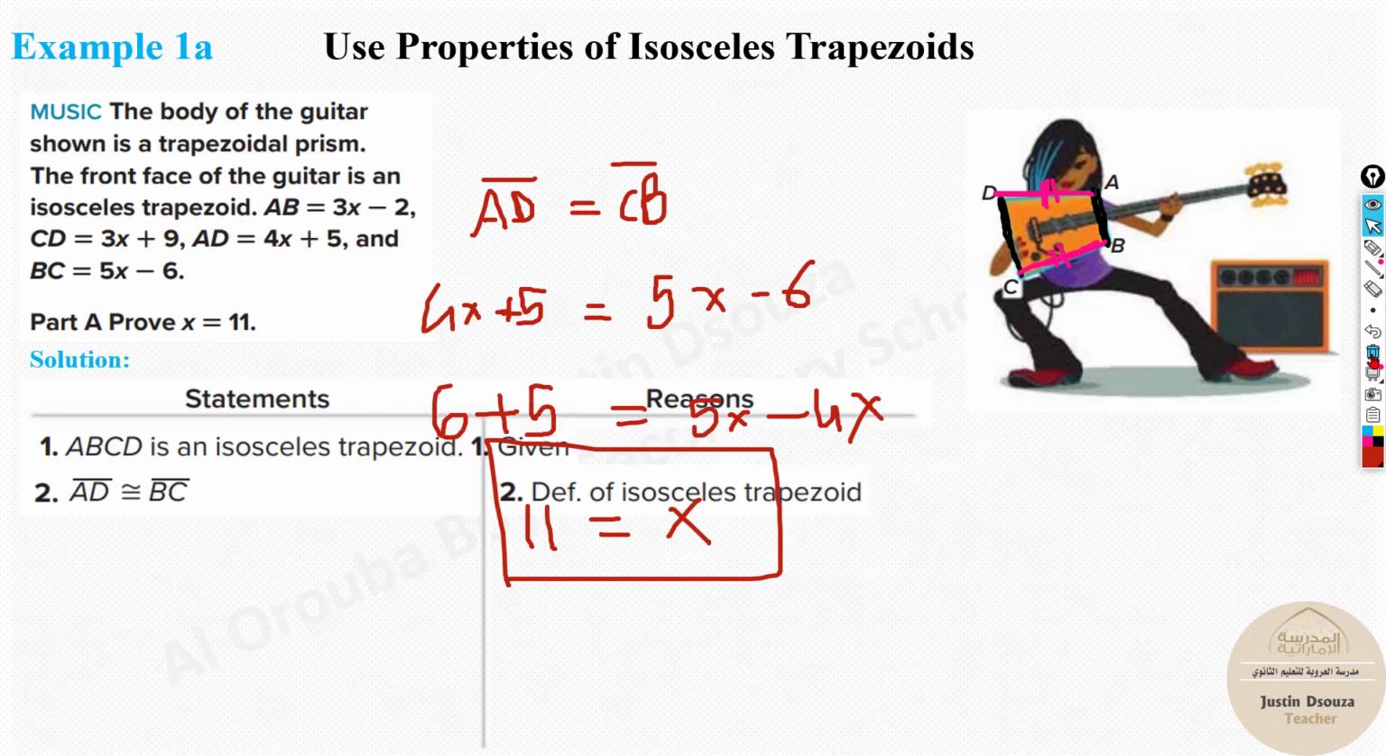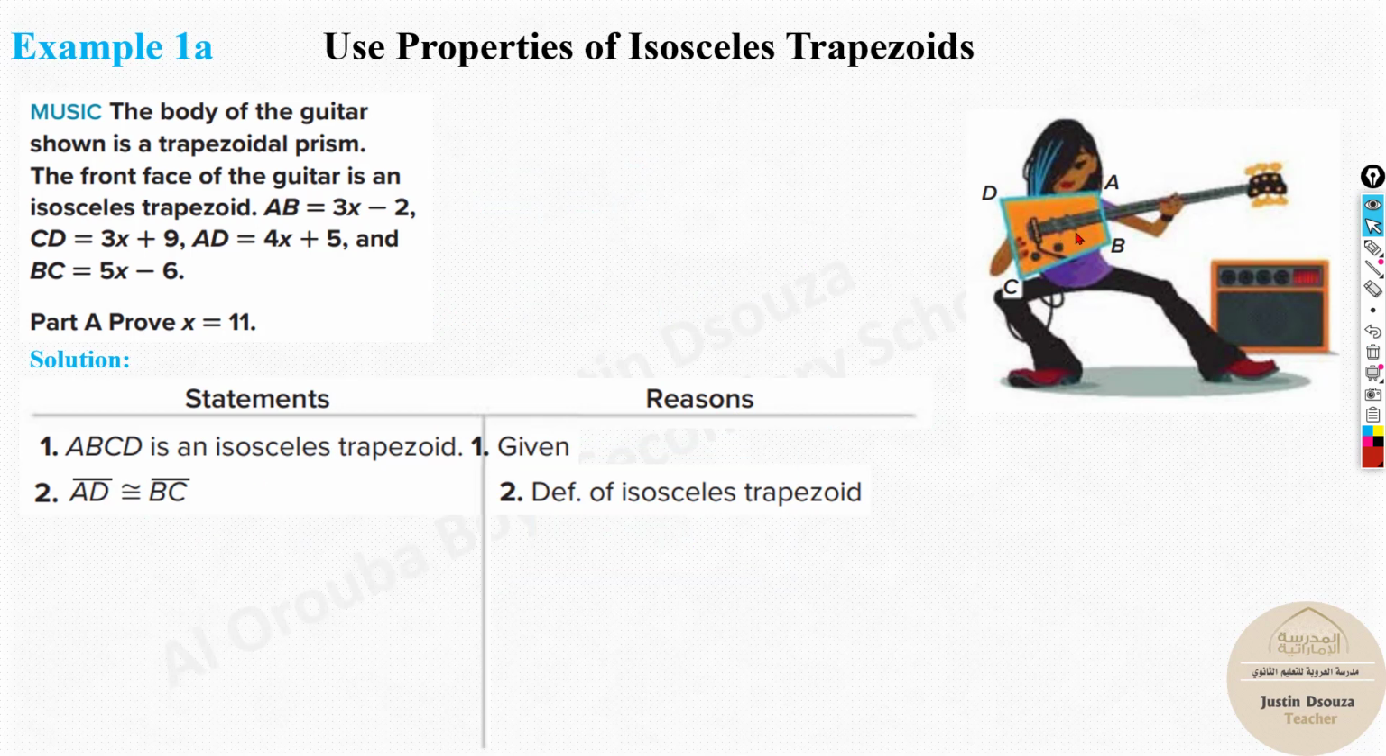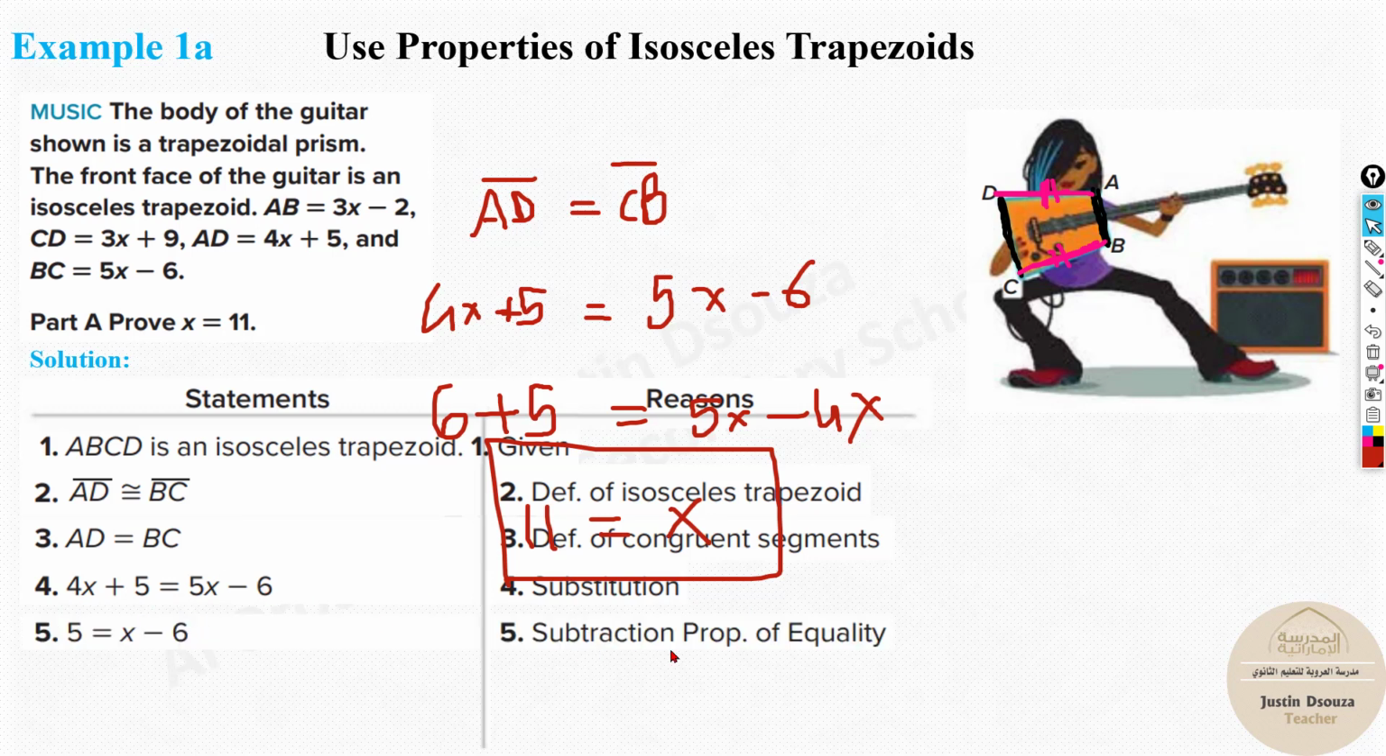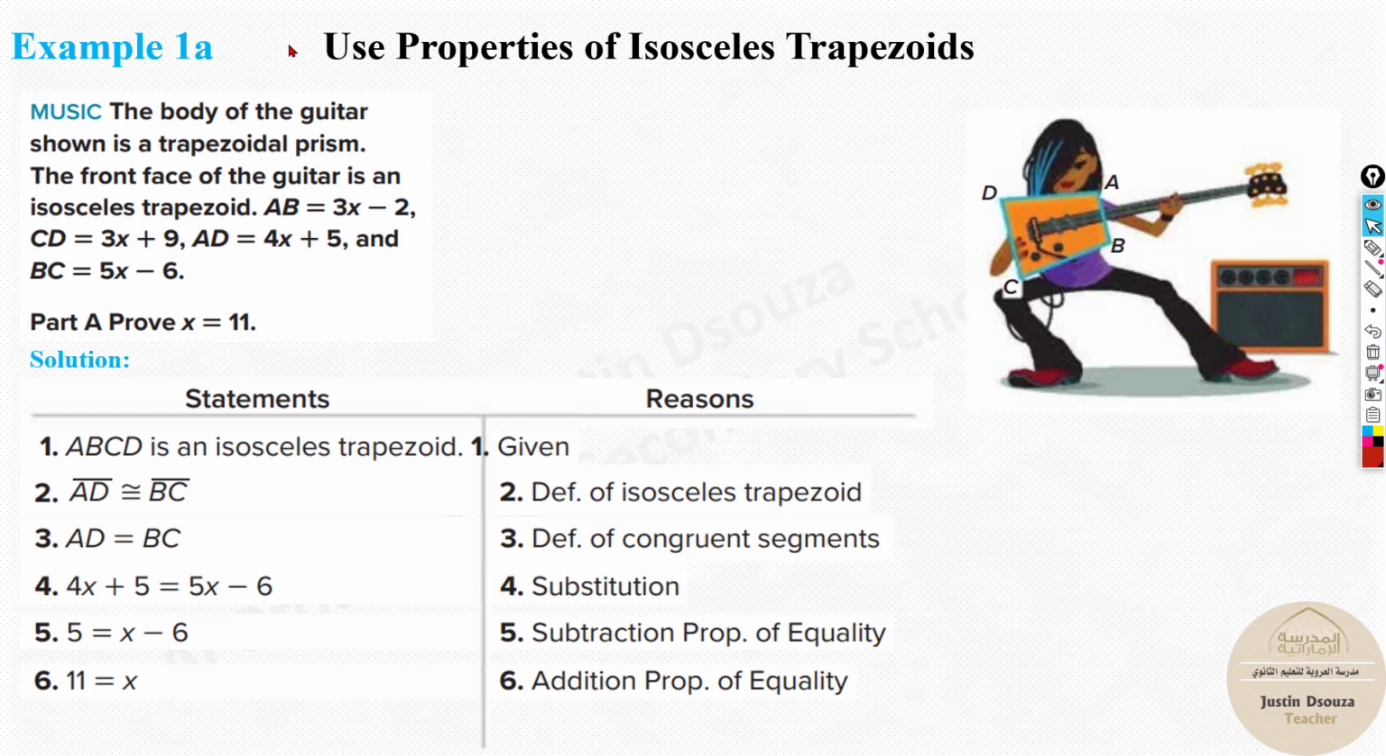You can write the statements too: because of the definition of an isosceles trapezoid, AD and CB or BC are equal. And then if they are equal because of congruency, we can equate these both by substitution and then we can solve them by properties. And over here is the answer. Now, this is part A.